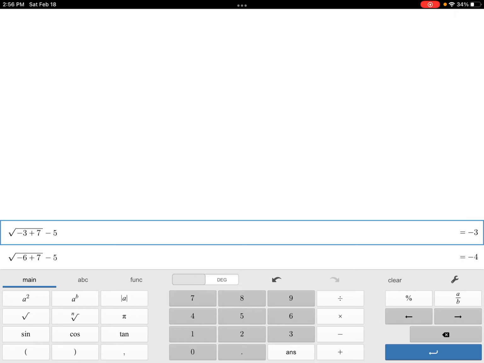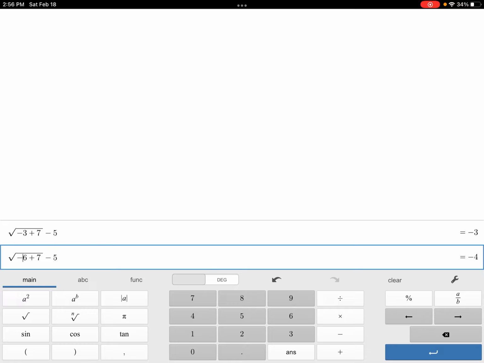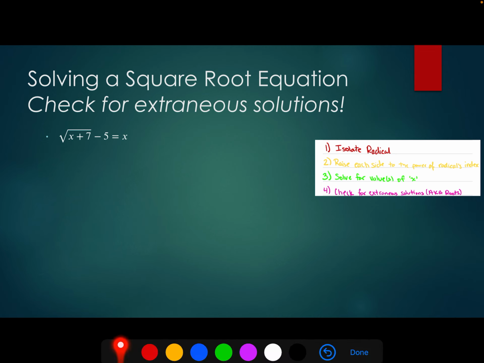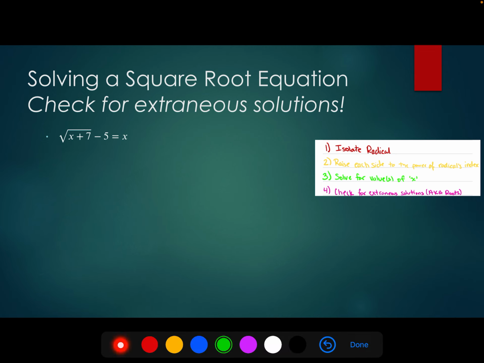Now we see for our x value being negative 6, when we plug negative 6 in for x, we get the square root of negative 6 plus 7 minus 5 is equal to negative 4. So our x values don't match up where they should here, and that is why x equals negative 6 is an extraneous solution.